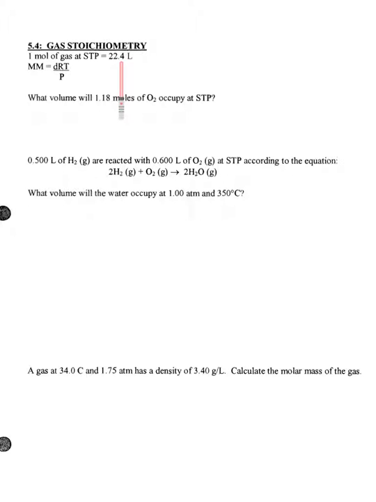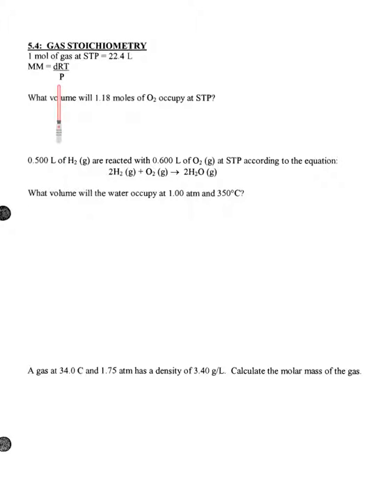So you learned that conversion in first year chemistry. This is a new equation right here. The MM stands for molar mass. The little d is density. R is the universal gas constant, temperature in Kelvin, and then of course pressure right here.